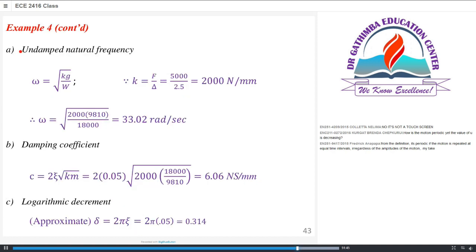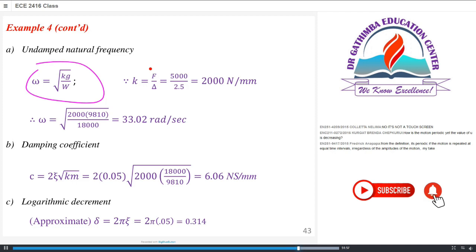So let's see. A, what is the undamped natural frequency? Of course, we have the expression. What we are being tested on here is how to calculate K. This is what I was trying to calculate in the previous slide. We have the static force and displacement, so you can get the static stiffness as 2000 Newton per millimeter. Therefore, our undamped natural frequency is given by that.